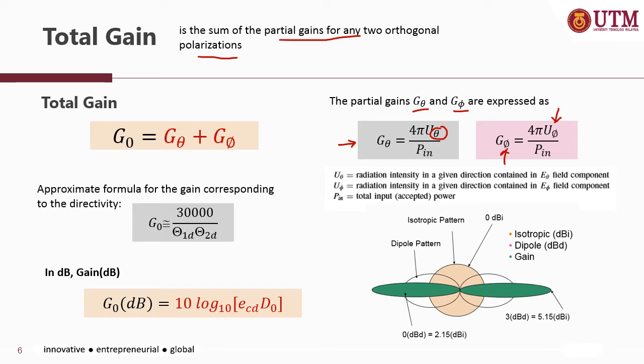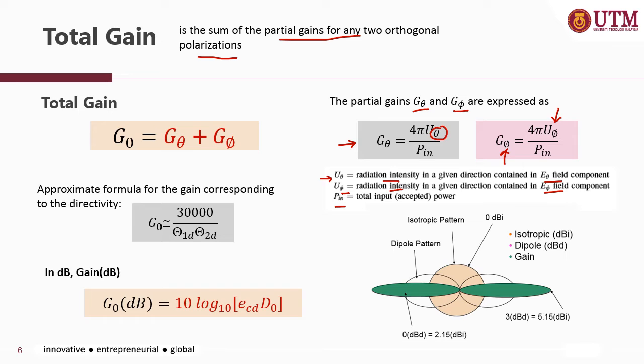So U theta, as mentioned, is the radiation intensity in theta direction, and U phi is the radiation intensity in phi direction, or E phi component, and P in is the total input power accepted by the antenna.